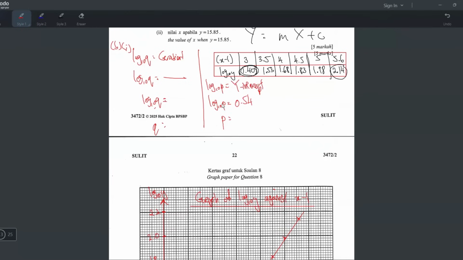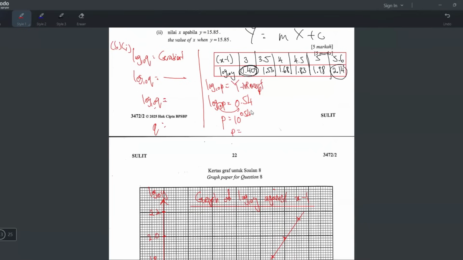And then how to find P? Just move the log base. Do anti-log. When you do anti-log, the log base becomes the power base. So it becomes 10 power 0.54 like that. So now you just press 10 power 0.54. Okay, you can also press shift log 0.54, same thing. Alright, my calculator gives me 3.46.